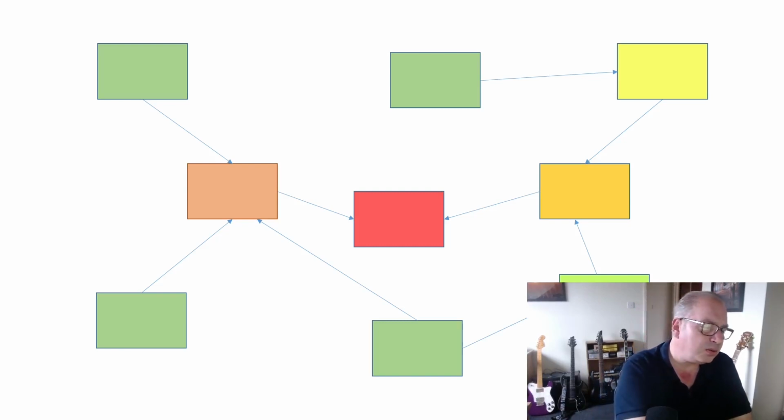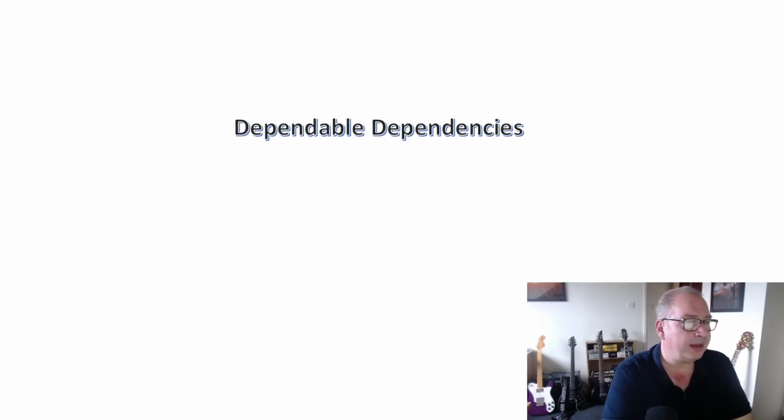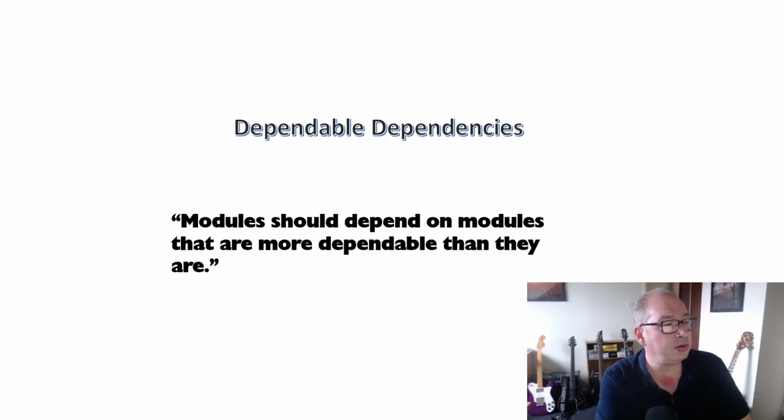So what do we do with this information? Well, that's the one glowing red hot there. I've come up with a design principle. It's been around for quite a while now, which I call the Dependable Dependencies principle. And it really is about the direction in which the arrows are pointing in our software architecture. The simplest version of it is that modules should depend on modules that are more dependable than they are. Basically, the more things depend on you, the better tested you need to be.